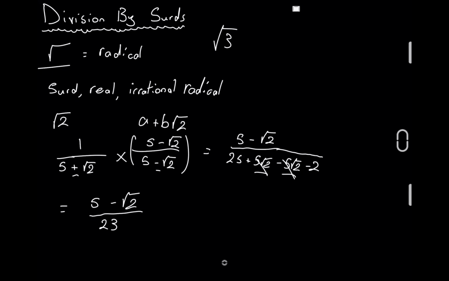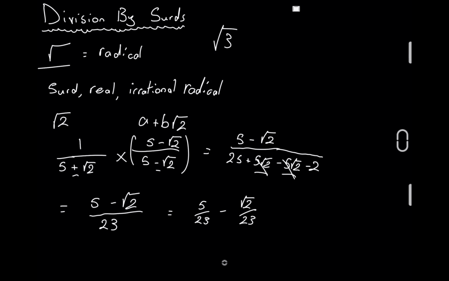Now, we still haven't written it in that a plus b root 2 form yet. We've just got a little bit more to do. It's going to be 5 over 23 minus the square root of 2 over 23. And all we could do is 1 over 23 times root 2 if we wanted to, which should be what b is equal to. And that's really the concept that we're going to be looking at in this section.